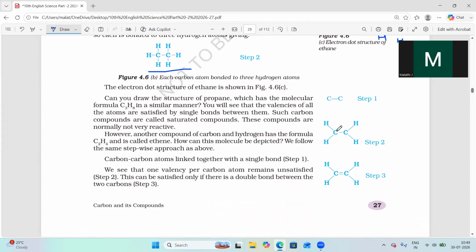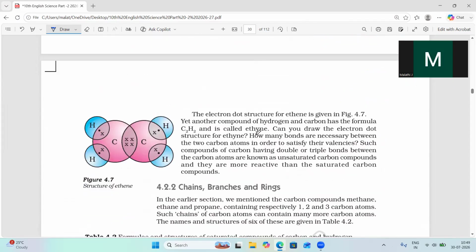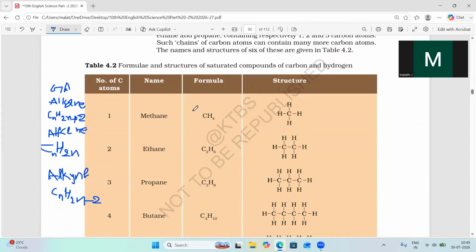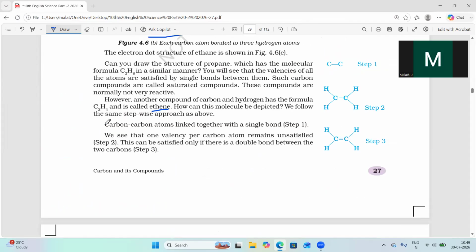So here is one more, C2H4. If you observe here, C2H4. If we write the formula for alkane, alkene and alkyne: alkane is CnH2n+2, alkene is CnH2n, alkyne is CnH2n-2. Here n is the number of carbon atoms, so it may be 1, 2, 3, etc. So based on that formula.